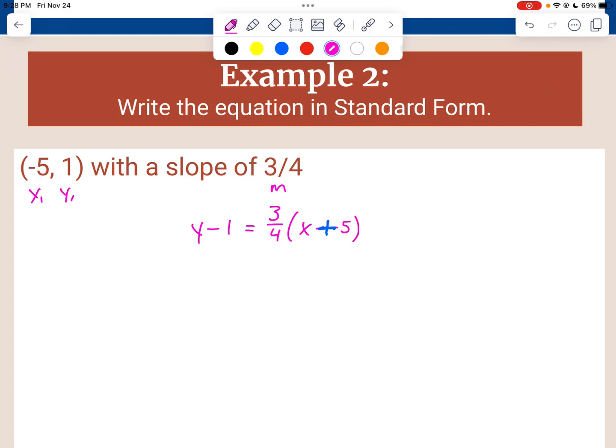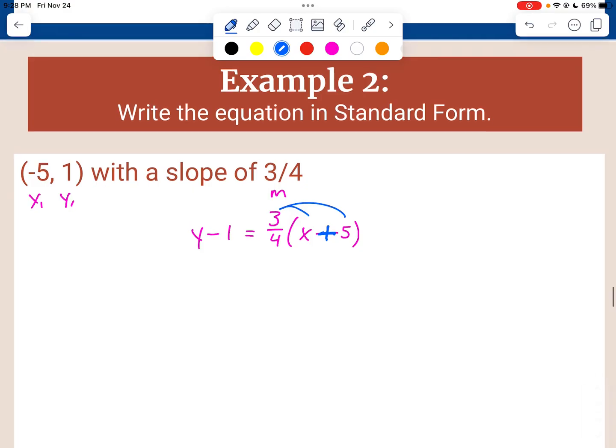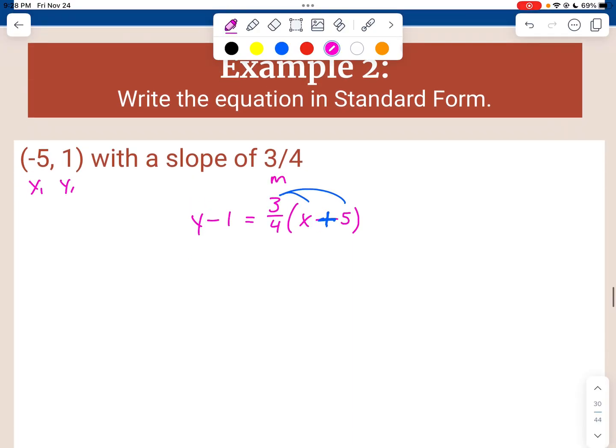Now I want it in standard form. So first thing I need to do is distribute the slope to both terms. So y minus 1 equals 3/4 x plus 15/4. How do I know that? Write 5 as a fraction, multiply the numerators, multiply the denominators. 3 times 5 is 15, 4 times 1 is 4.